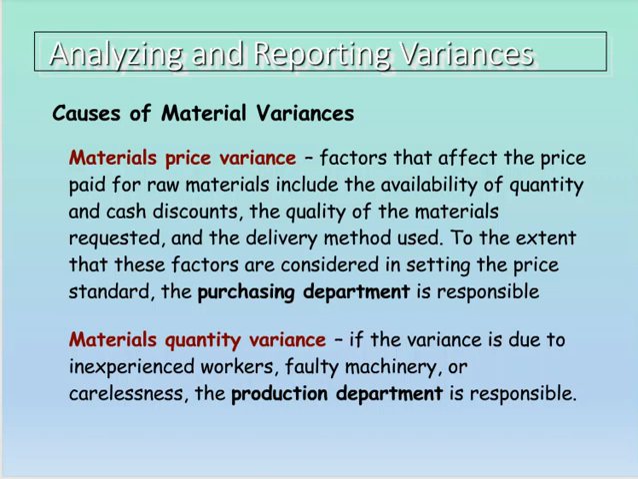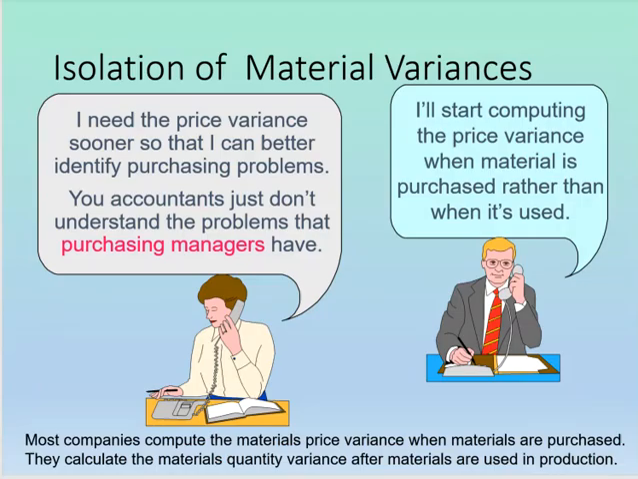Now, the materials quantity variance can vary because of usually production line issues. So perhaps you have an inexperienced worker and they're using more product than they should. Maybe there's faulty machinery, there's carelessness. I've seen in the past where the production department blames the purchasing department because the materials purchased are of an inferior quality, so they end up using more materials than they should have. So again, there's a lot of reasons why the materials quantity variance may happen as well.